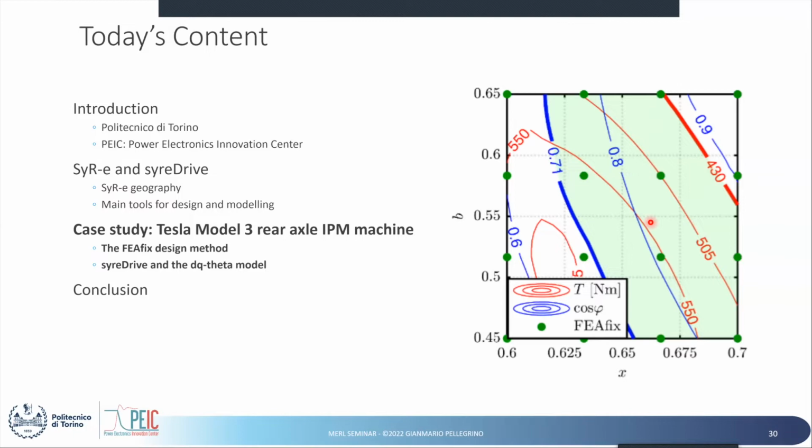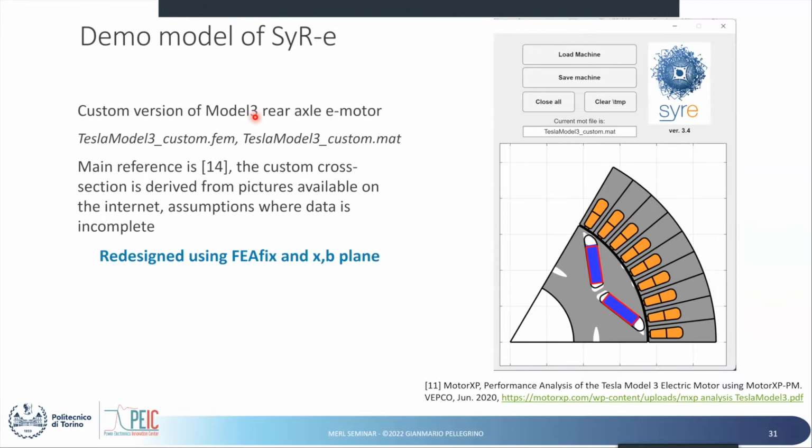But then we will cross this area with other contours. For example, the magnet mass is increasing going downwards, and also the copper mass is increasing going this way. So we can cross all the specs and find the regions of feasibility of the machine very insightfully. So we have this demo. If you download SyR-e, you can find this demo, which is called Tesla Model 3 Custom. It is very simply made of two files: a FEM file, which is the finite element model, plus a data set in MATLAB.